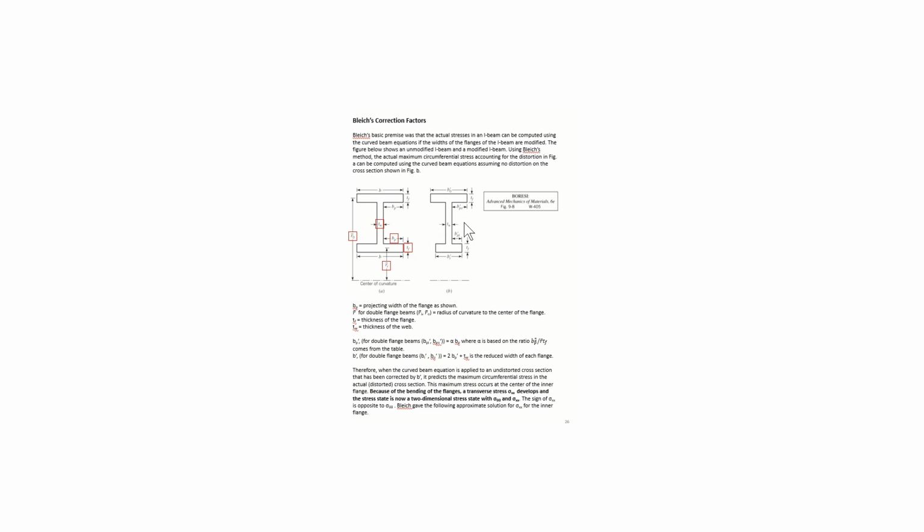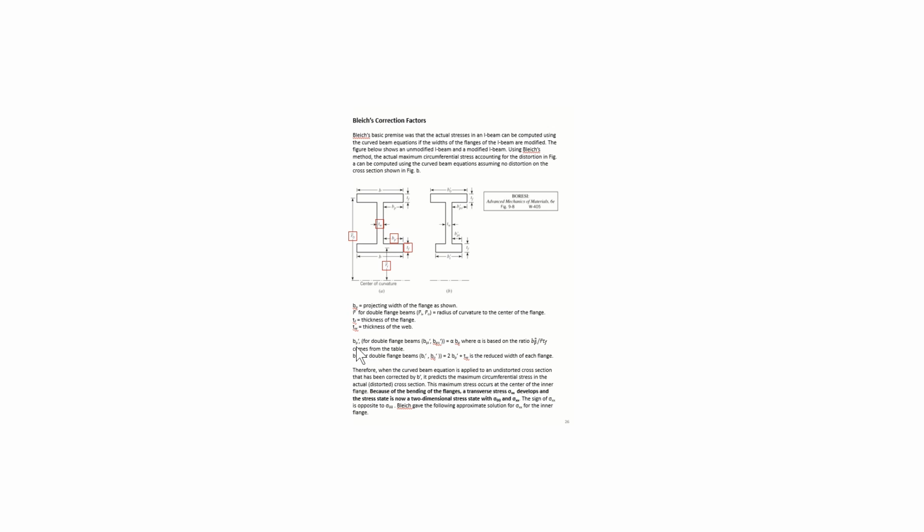It's important here that we understand all the terms and that we can refer to this nomenclature. This BP is the projecting width of one of the flanges as shown. So that's from the edge of the web out to the edge of the flange. R bar is for double flanged beams. And you can see that we have an R bar outer and an R bar inner, and those values go to the center of the flange. TF is the thickness of the flange, and TW is the thickness of the web.